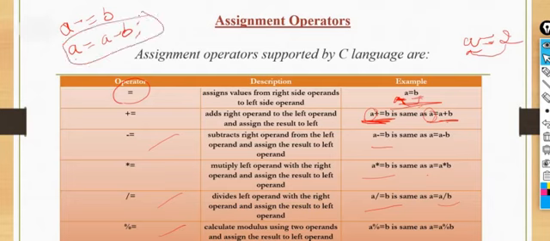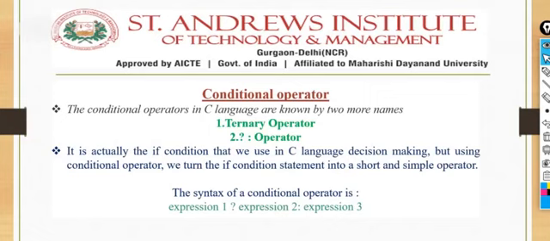Okay, so I hope it is clear. You can implement the same in the program editors. So next we have the conditional operator. It's also an important one to note down. It's also known as the ternary operator. It is actually like the if condition that we will study later, to make better decisions. So how will it help to take better decisions? The syntax is written over here, which you can write in the program also.